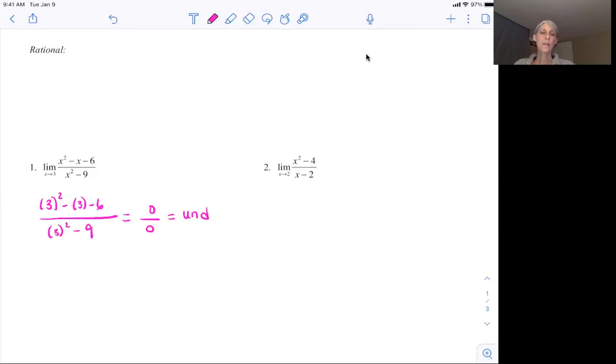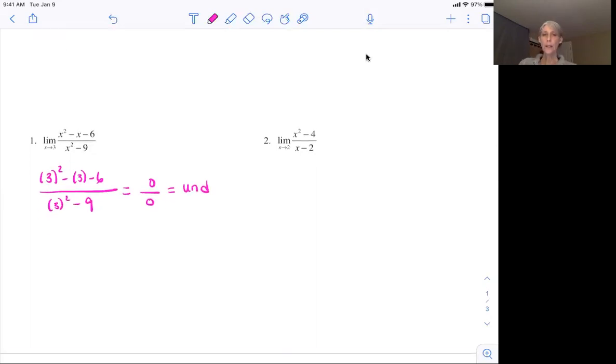But that does not necessarily mean there's no limit, because remember, in the first day of this unit, we talked about how we still can get a limit even though it's undefined. So instead of going to our calculator, we're going to talk about how we can deal with this algebraically. Well, since this is a rational function, we can factor this function, simplify, and try again.